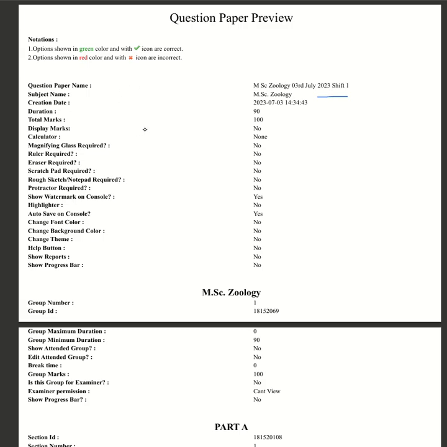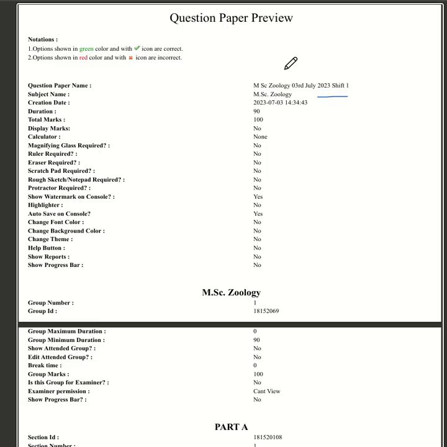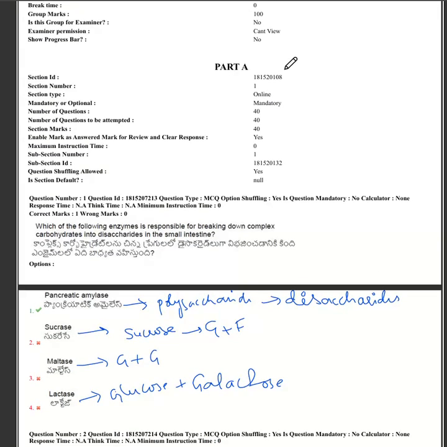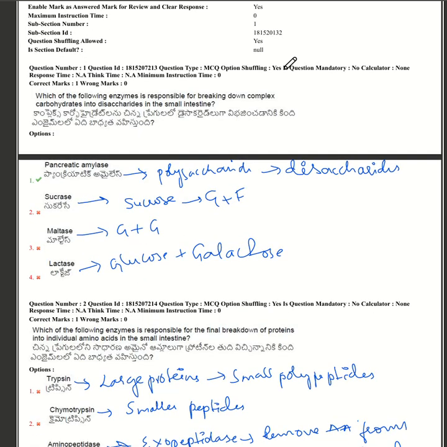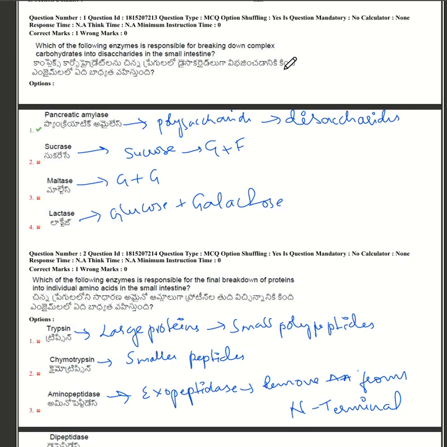So in today's video, we are going to discuss the previous year's questions for CPGET for the subject of zoology, and this paper is of 2023 shift 1. You can see here. So let's start the questions one by one.